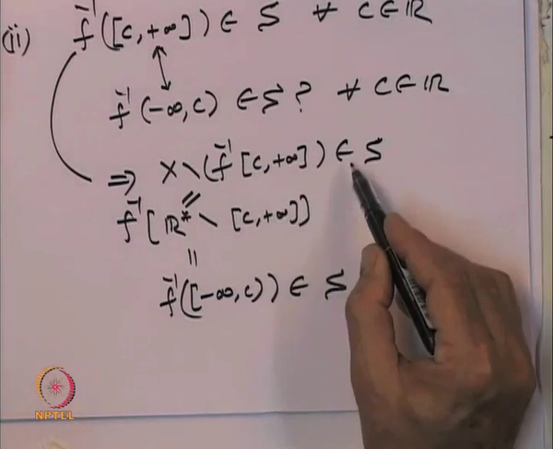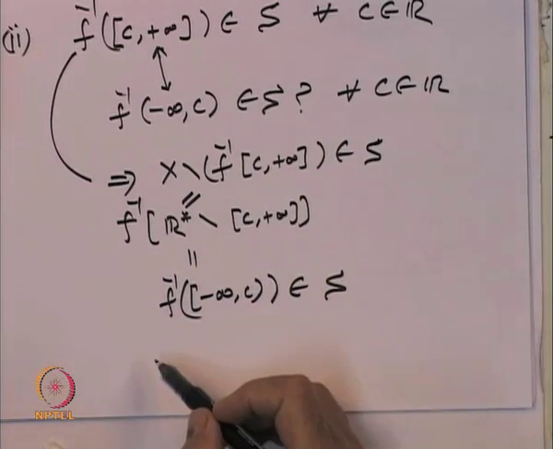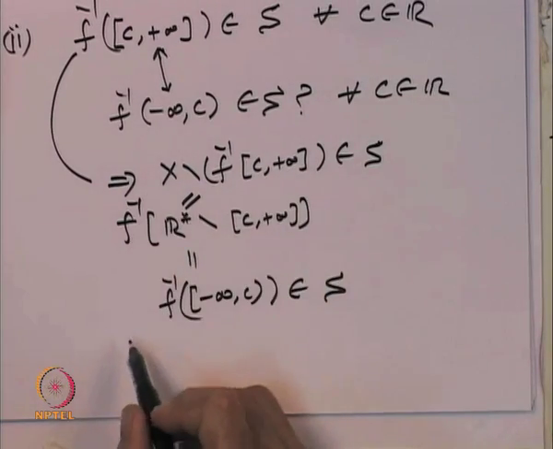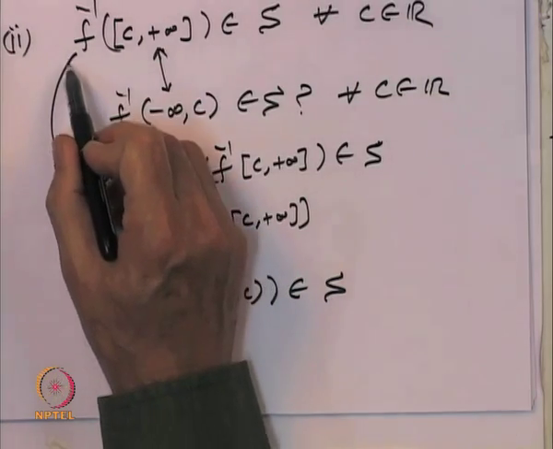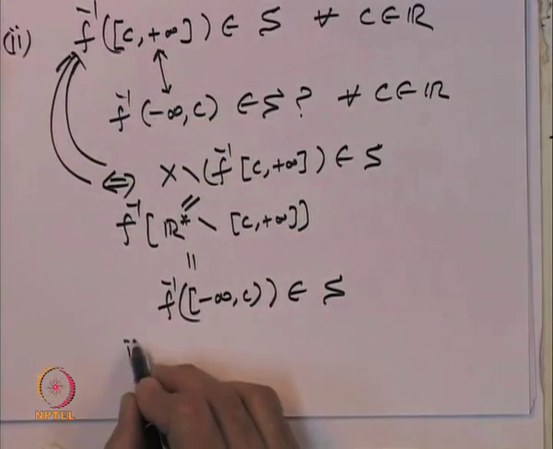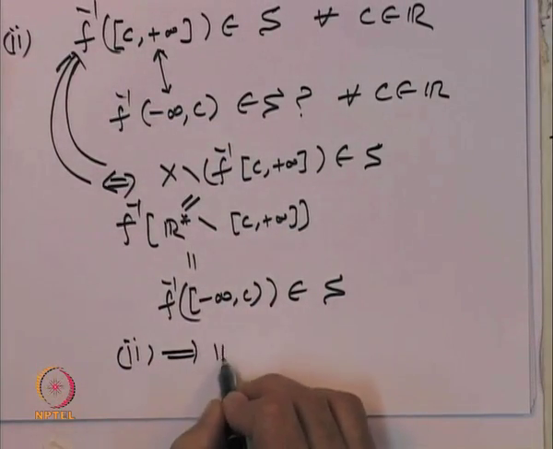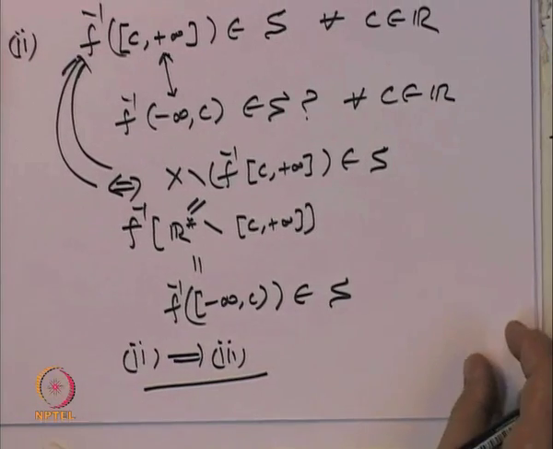So, if a set belongs, its complement belongs. So, this belongs to S, and all these statements are reversible. If this belongs, then its complement belongs. So, these are all if and only if statements. So, 2 implies 3 is obvious by taking complements.